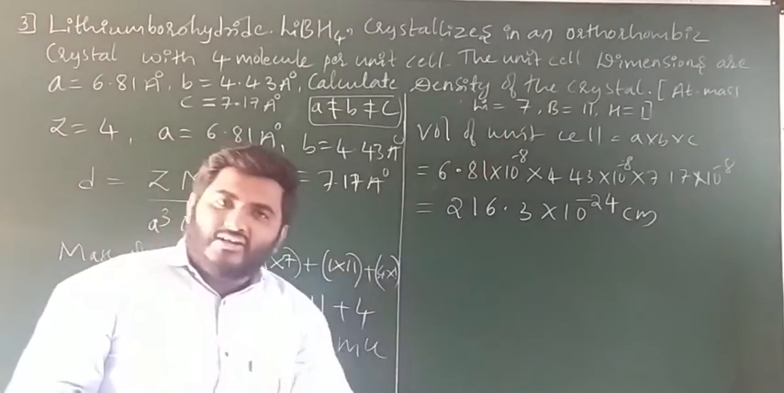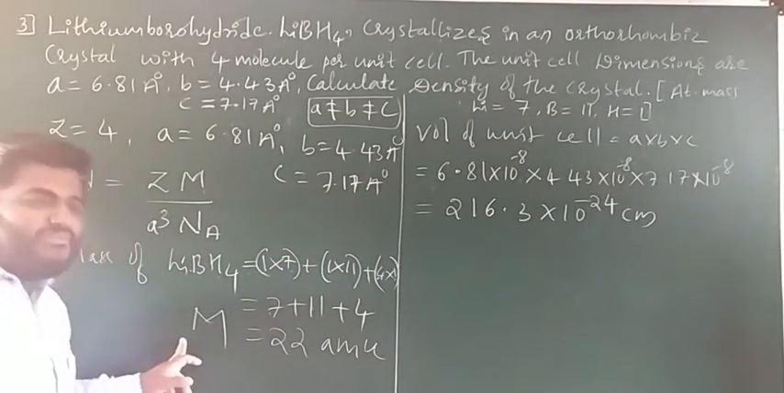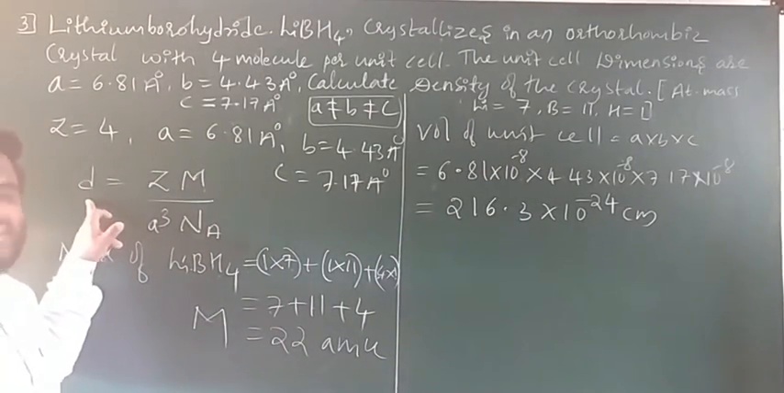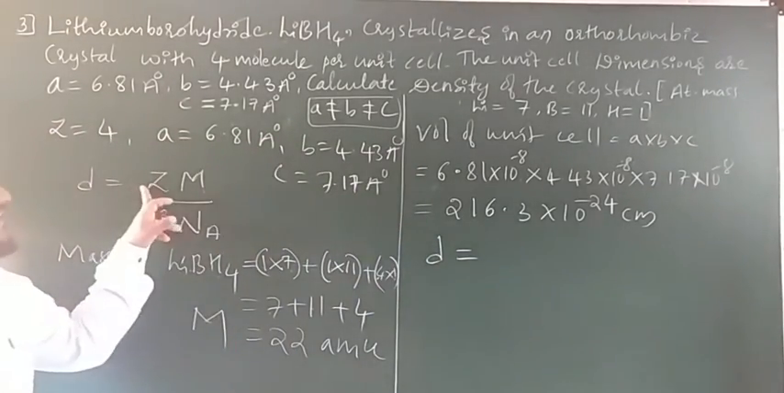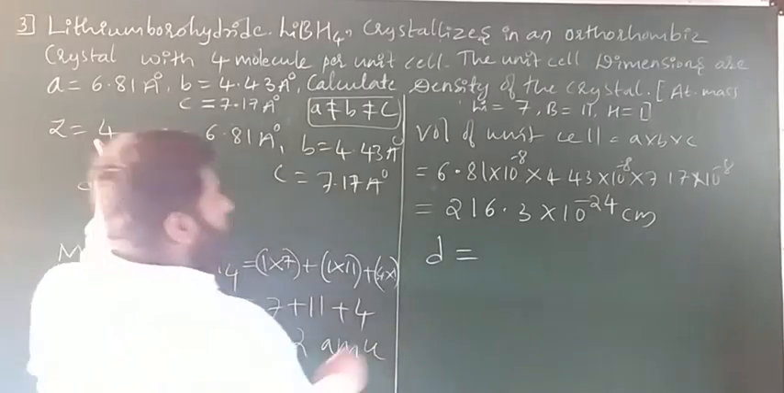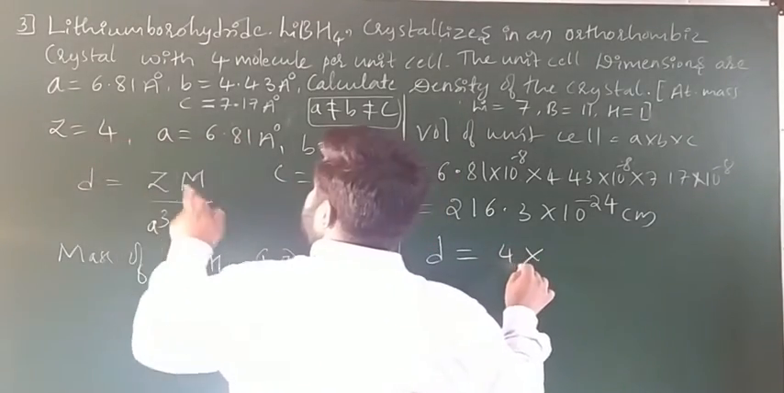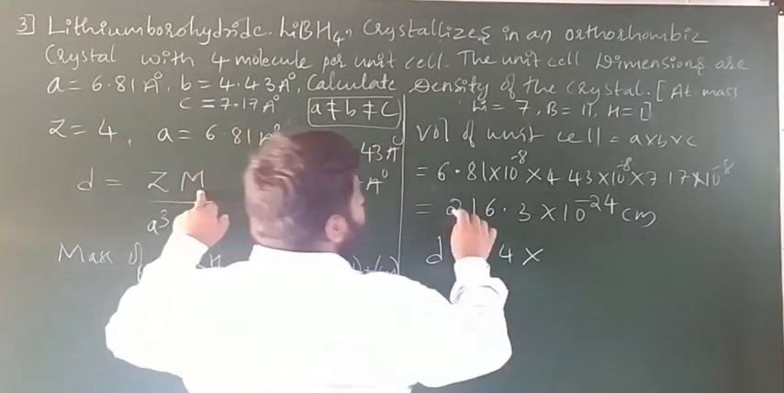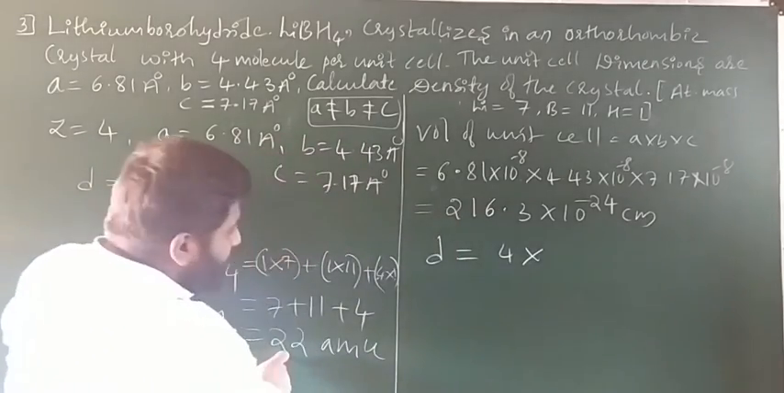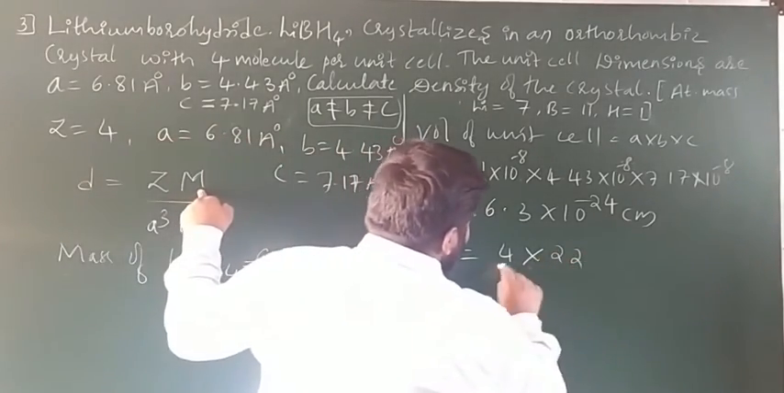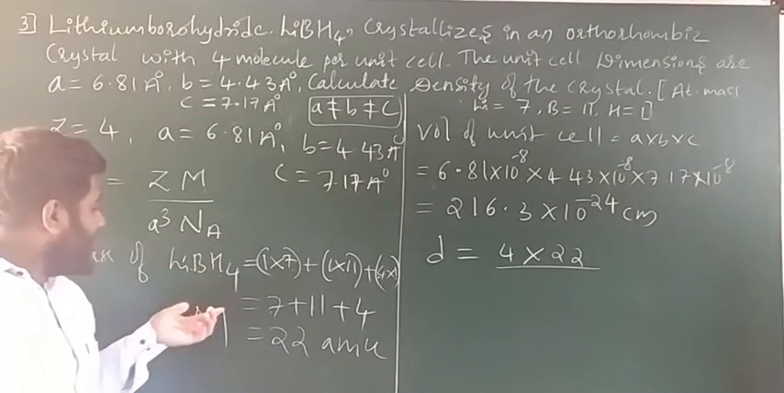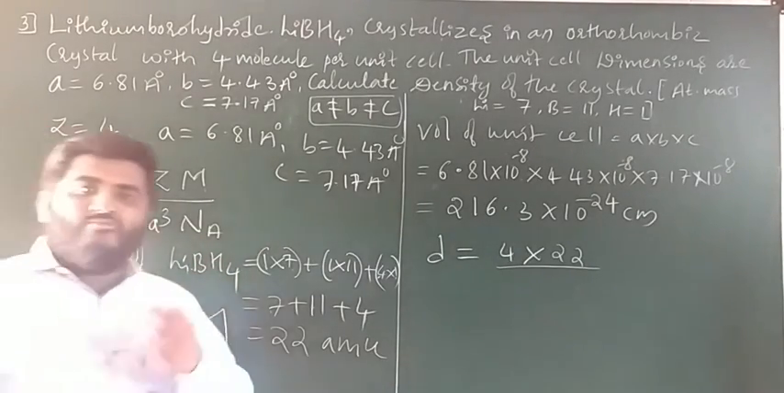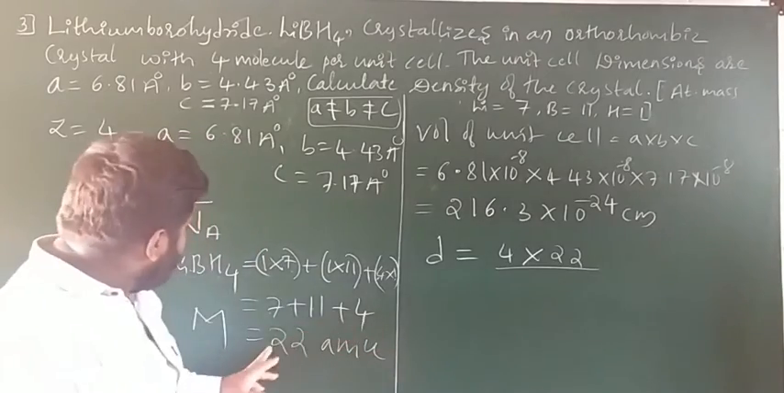So what we got now? Volume of the unit cell we got. We got here molar mass of the unit cell. Now we have to calculate the density. What is density? Density D is equal to Z into M divided by A cube. Z is how much? 4. M is how much, guys? M is, we have just calculated here, 22. A cube is there. See here, A cube means what? Volume of the unit cell.